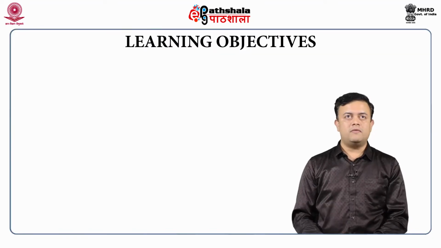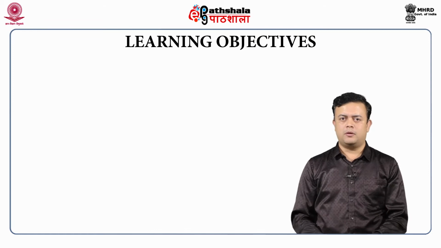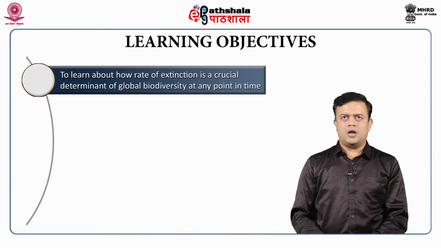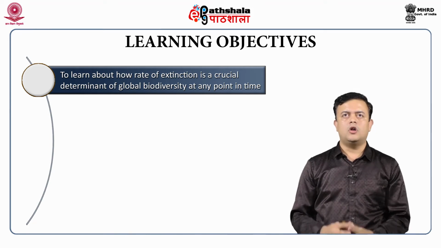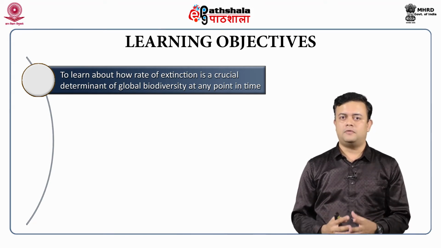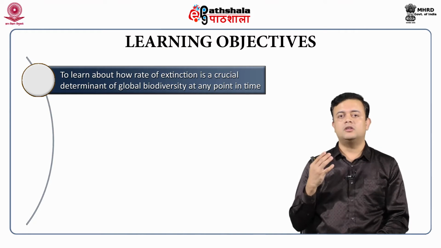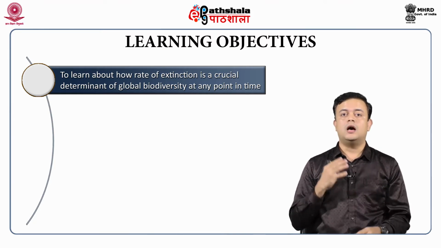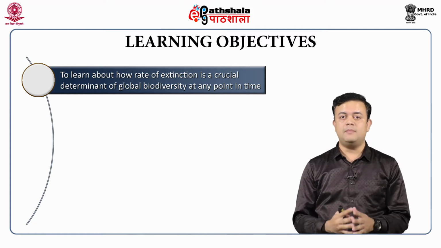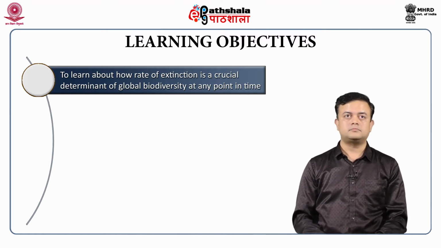So, let us start with the learning outcomes of this particular module. To learn how the rate of extinction is a crucial determinant of global biodiversity at any point of time. The rate of extinction along with the rate of speciation, both are the main determinants of global biodiversity at any given point of time.